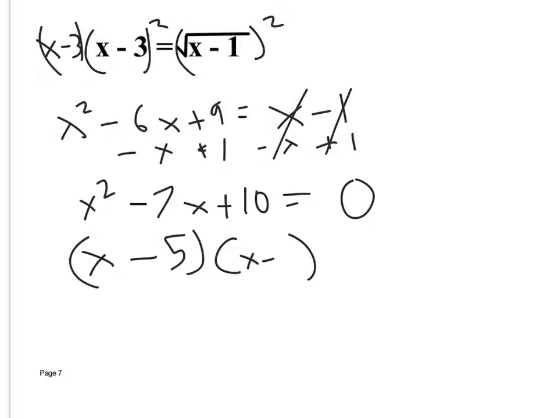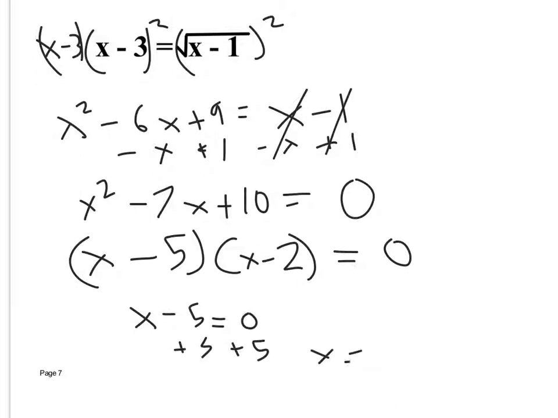5 and 2. 5 and 2 or 2 and 5. I set them equal to 0, so I do each one separately. x minus 5 equal to 0. So I add 5 to both sides. x equals 5. Then I do x minus 2 equals 0. I add 2 to both sides. So my two answers are 5 and 2.